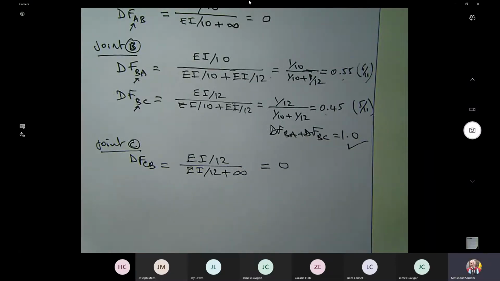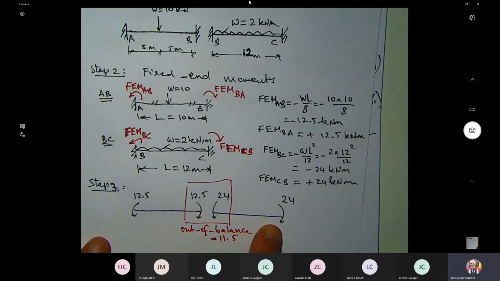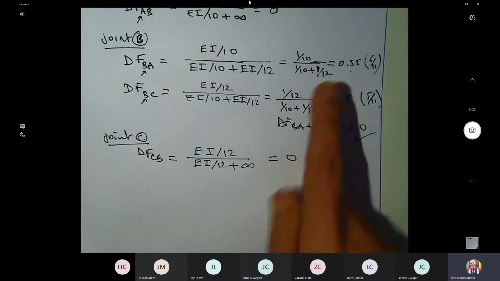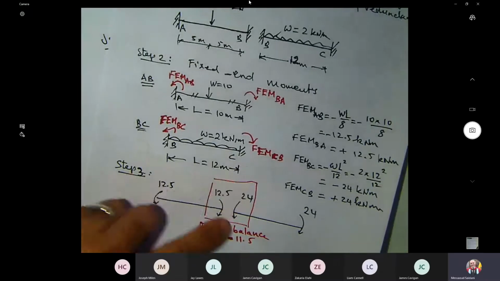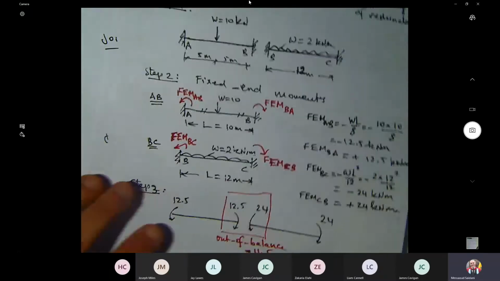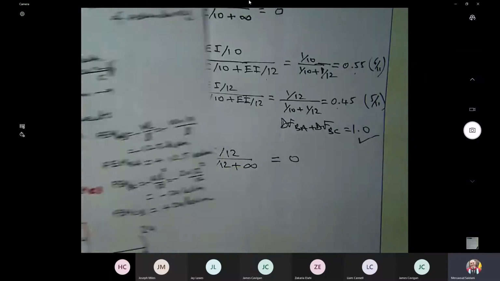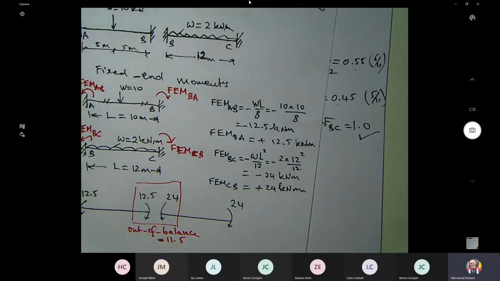So what do we do now with the distribution factors and the fixed moments? Now I've got everything. I know the moments at the joints. I know the distribution factors, and the distribution factors are the ones that will help me now to balance this out-of-balance moment and distribute to the adjacent joints here. Okay. There is only one thing I need to explain before we move on.